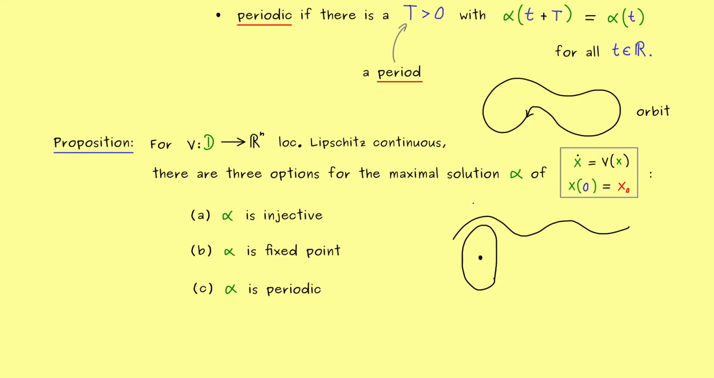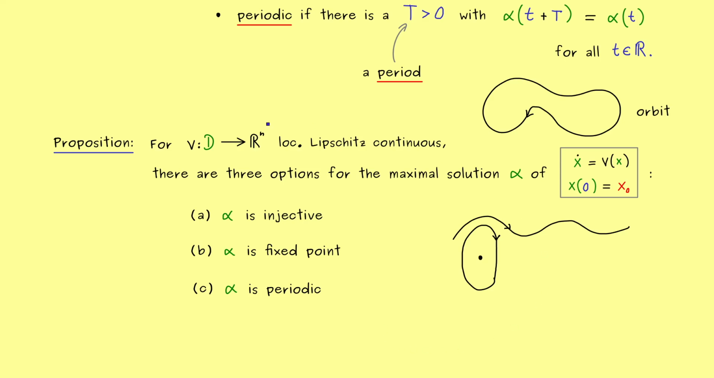So first we have the injective solution that can just go somewhere. Then we have the fixed point that just stays at the same point for all time. And we have the periodic solution that goes around and around. Moreover, only the injective solution might not exist for all time. So only there the domain of alpha could be smaller than the whole set R.